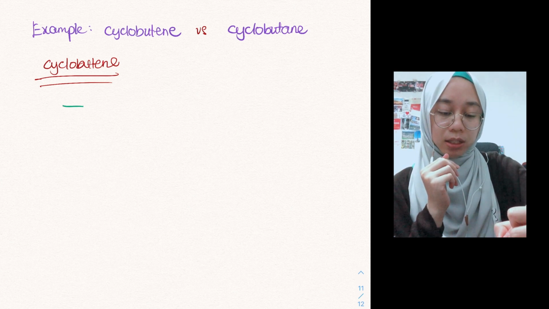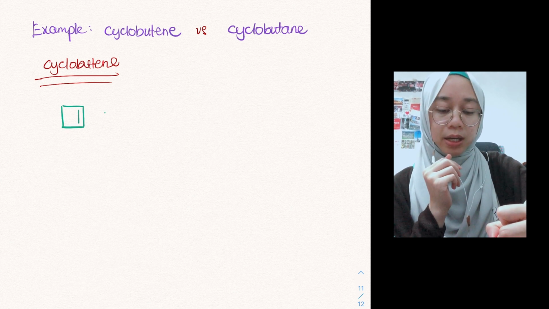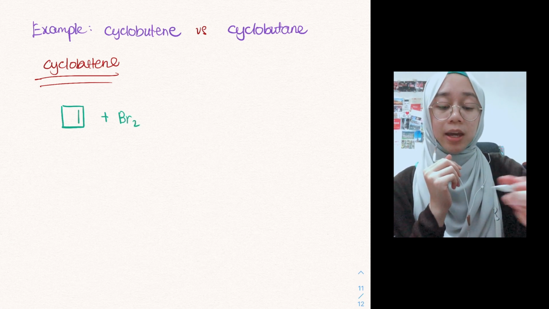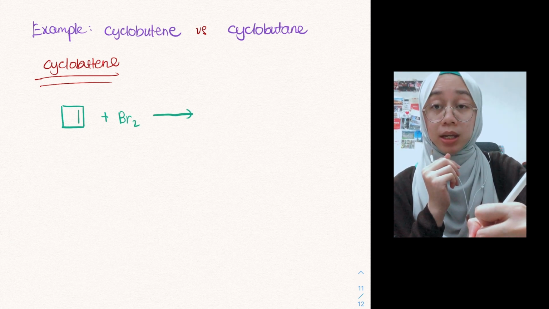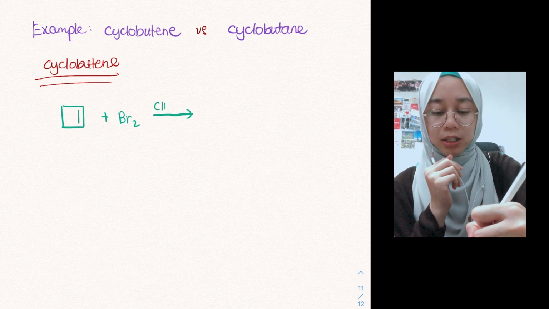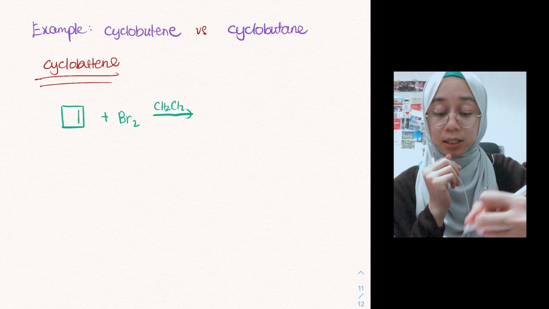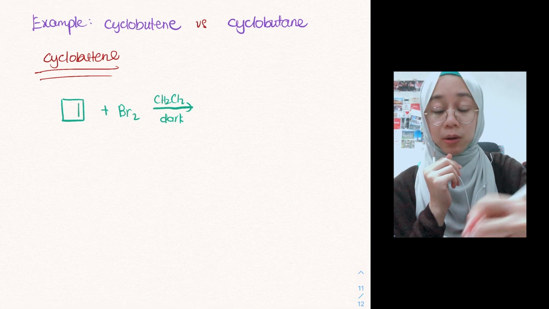Okay, so Miss guna skeletal structure and then ada double bond. Okay, so dia akan react dengan bromine. So bromine Br2. Okay, and then bromine ni pula has to be in inert solvent kan, CH2Cl2. So kita letak dekat atas ni. Lepas tu dia ada condition dia which is dark. So tulis dark dekat bawah ni.